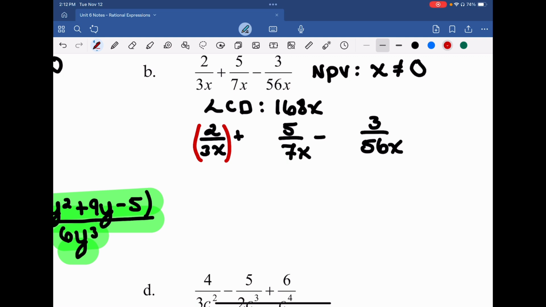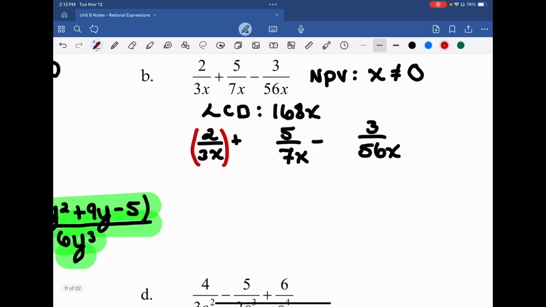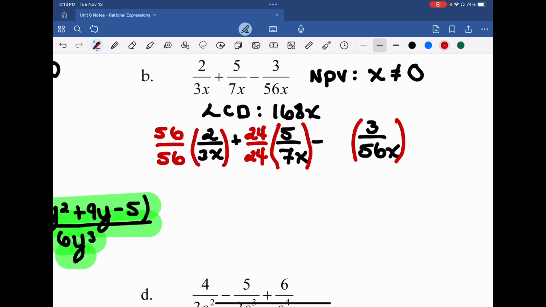To do that, I take 168 and divide it by 3. This tells me how much I need to multiply by. This first term is going to be multiplied by 56 over 56. The second term, if I want to take 7 and multiply it to 168, I have to multiply it by 24, so this one's going to be 24 over 24. And lastly, if I want to take 56x and multiply it to 168, I use 3 over 3, because 56 times 3 gives me the 168 I'm looking for.